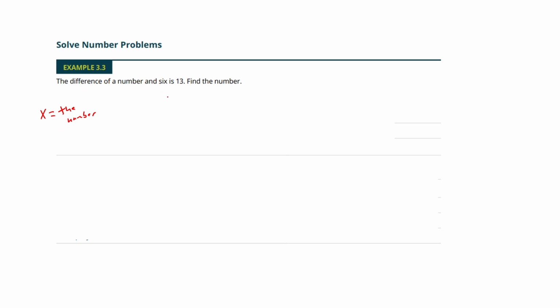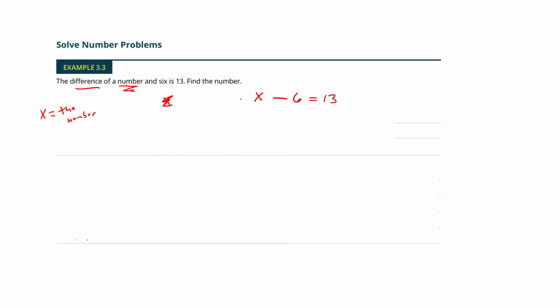So we have the difference of some number. So the difference, well, hold on, I should do this one step at a time. Difference is subtraction, so I'm going to put my subtraction sign there. Of a number, well, here's the number, I don't know what it is. So we're taking the difference between a number and 6. Well, difference between two things must mean I'm subtracting those two things. Is my equal sign, 13.